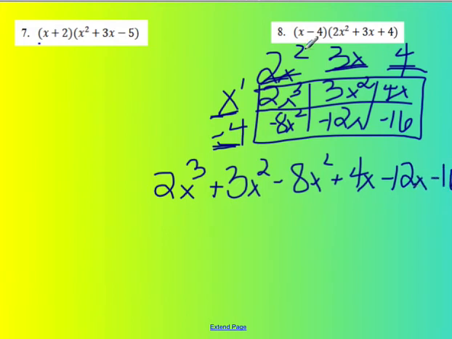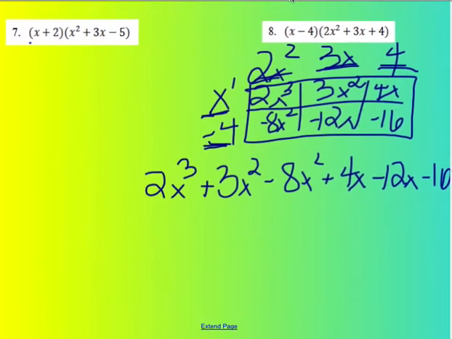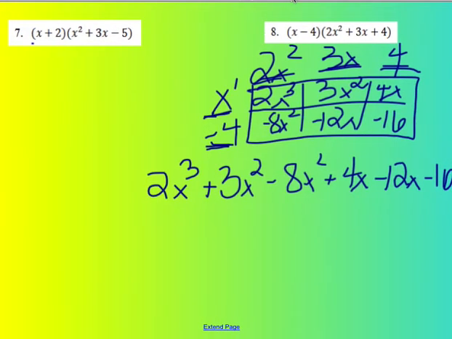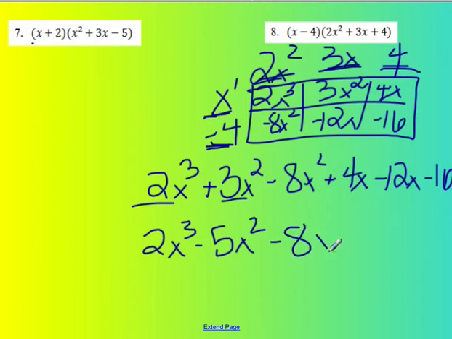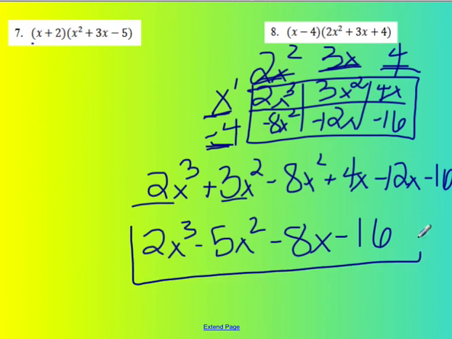So now I want to go ahead and add all of my like terms. So 2x cubed doesn't have a like term. 3x squared minus 8x squared: 3 minus 8 is negative 5, and then x squared is going to stay the same. Next, 4x minus 12x is going to be a negative 8, and then the x will stay the same, and then we have a minus 16. So this right here is your final answer for number 8.